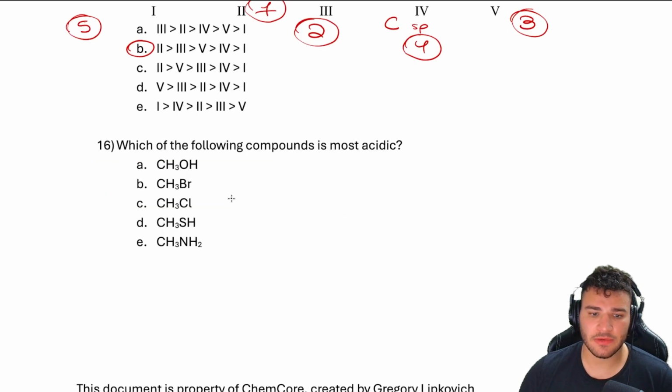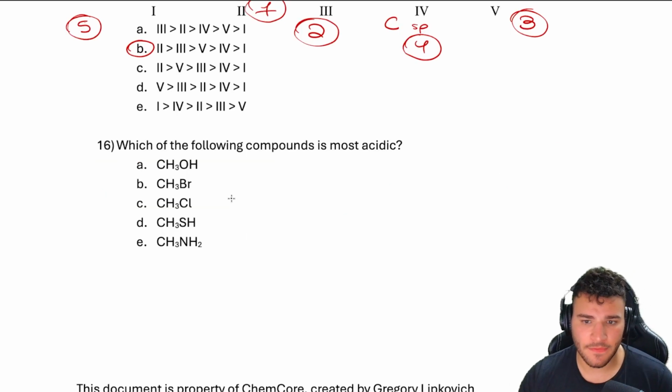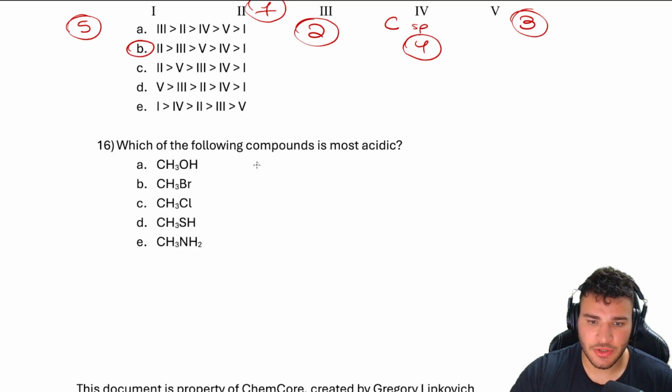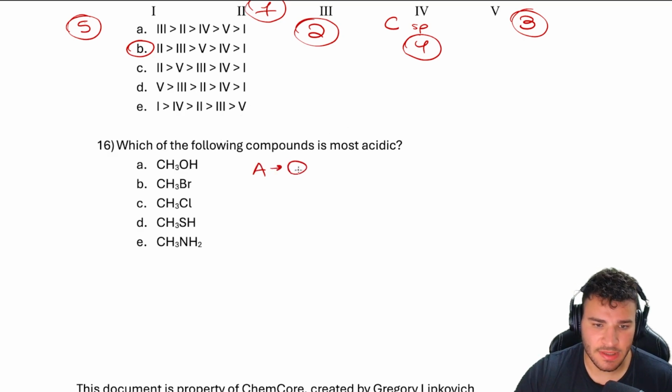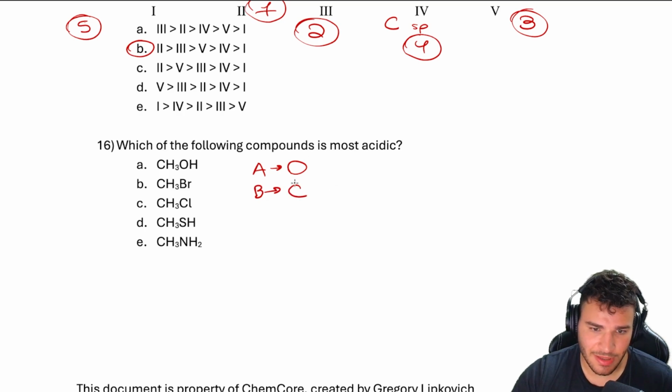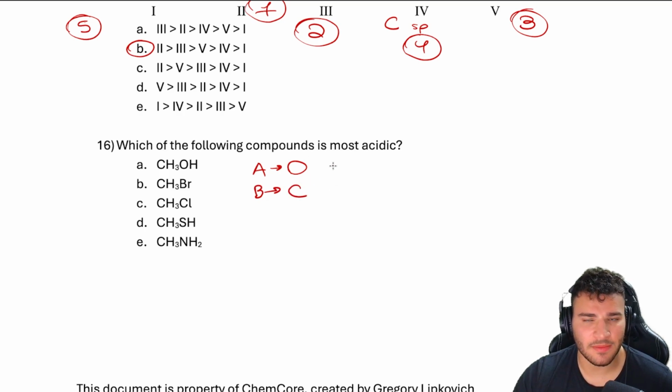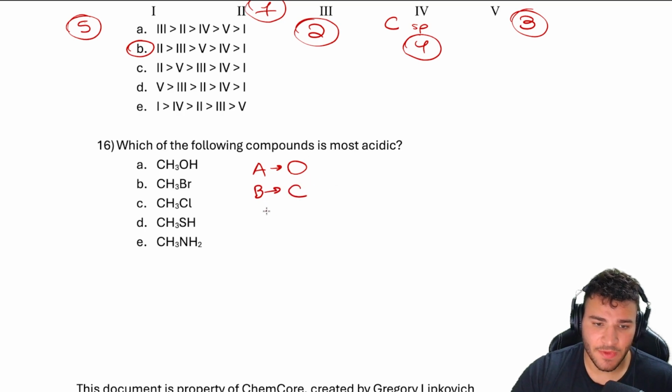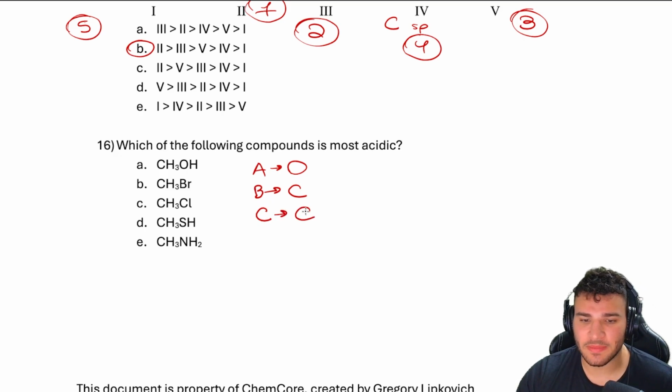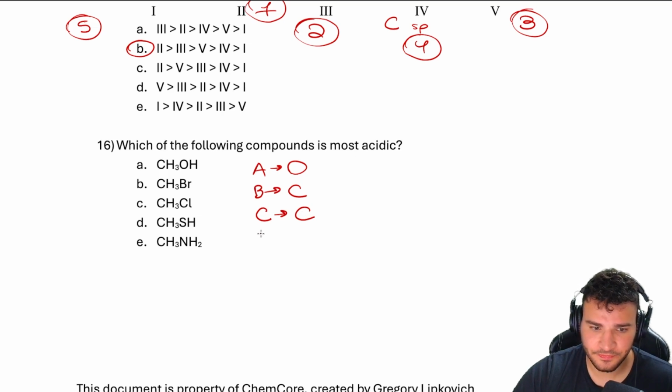In question 16, we're given small compounds and asked to find which one is the most acidic. And so let's write down what the acidic hydrogens are connected to. In answer choice A, we're connected to an oxygen that's just an alcohol. In answer choice B, we're connected to a carbon that has bromine, so some inductive effect, but it's still not much. And in C, we're still connected to a carbon. There's a chlorine, so a little bit more inductive effect, but still probably not going to do much.